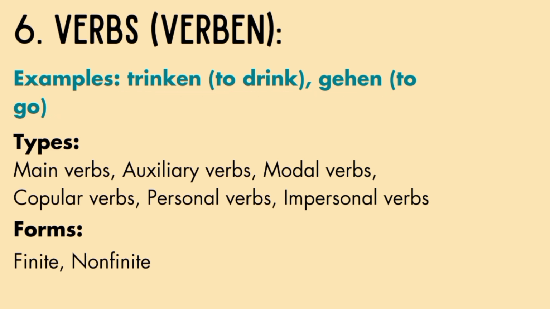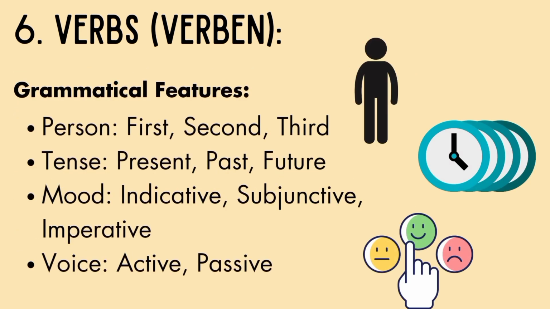All right, so here we have types of verbs. There are main verbs, auxiliary verbs, modal verbs, copular verbs, personal verbs, and impersonal verbs. We also have forms of verbs here like finite and non-finite, just like in English. Then we have grammatical features. The first is person. That is first person, second person, and third person. We have already studied all of these in English since our childhood, so we already know what these things are, so it's not a big deal.